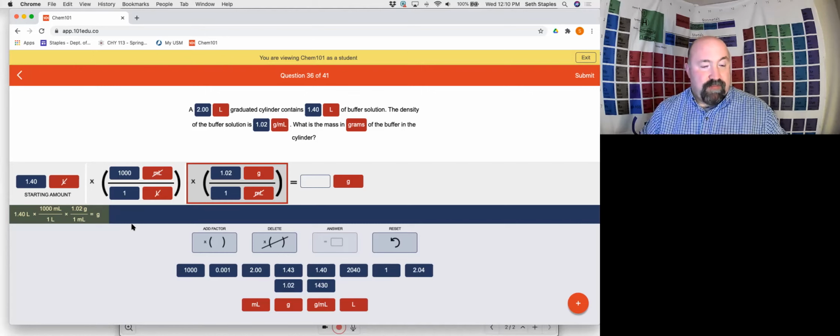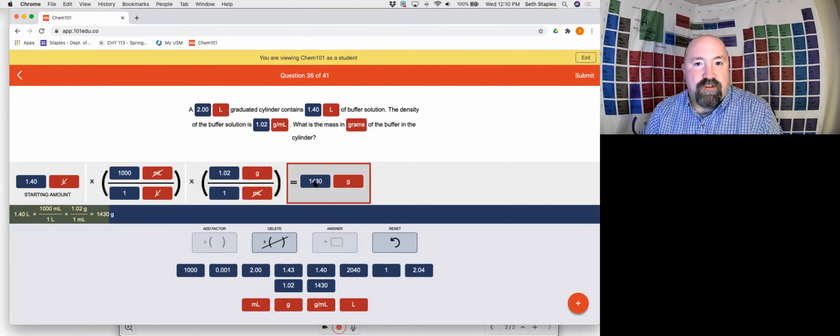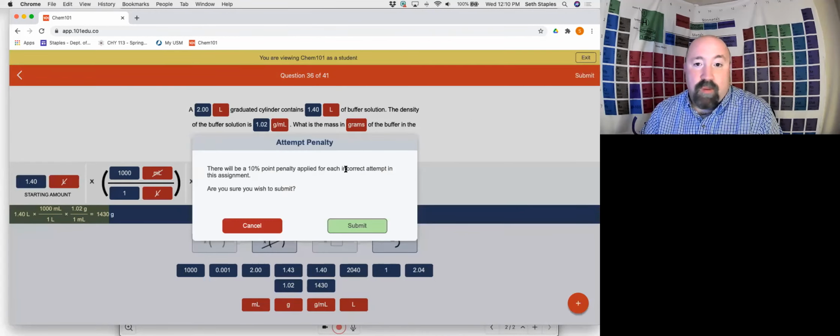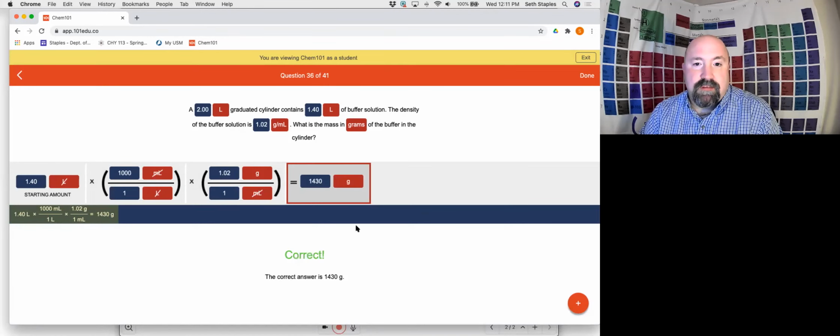And now, sure enough, if I do this math out, 1.4 times 1,000 times 1.02, I come up with that same 1428. Round that for my significant digits, and what do you know? 1430 is one of my options for an answer. Let's check if we got it right. 10% penalty if I'm wrong, so I want to make sure that I'm correct. And there we go. Correct. There we have it. And so that's how you would use dimensional analysis to solve a problem like this.